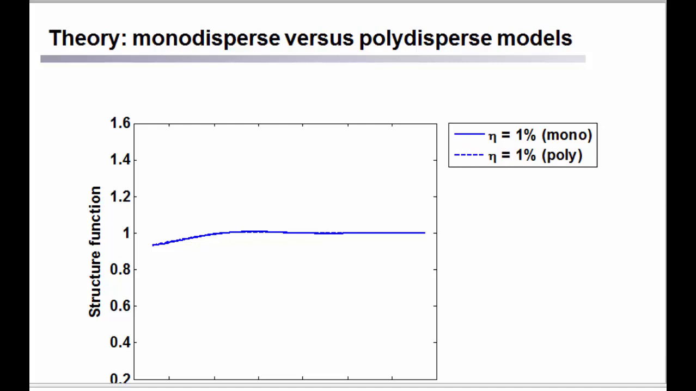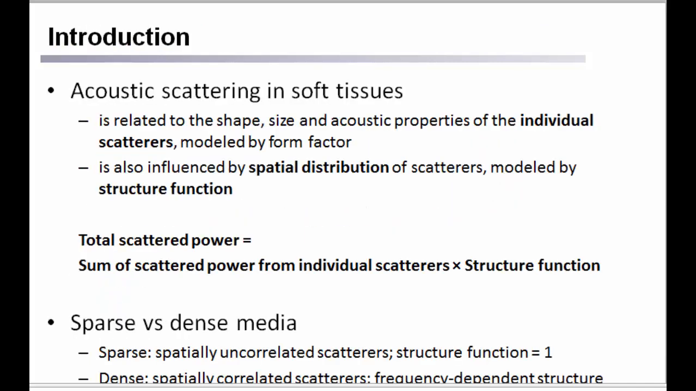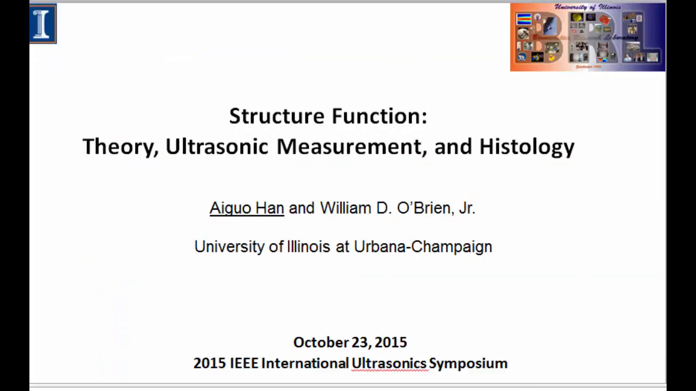Here is a comparison between monodisperse and polydisperse models. Monodisperse models means that the scatterers or the spheres are assumed to be identical in size. Polydisperse models assume that the spheres are polydisperse in size. We assume a gamma distribution.